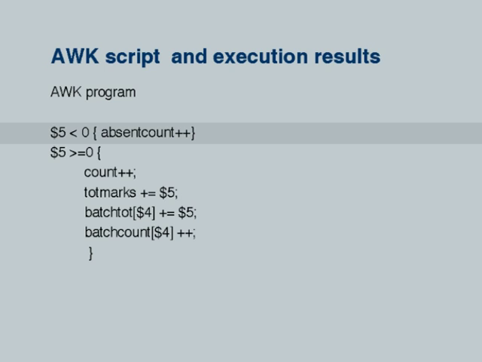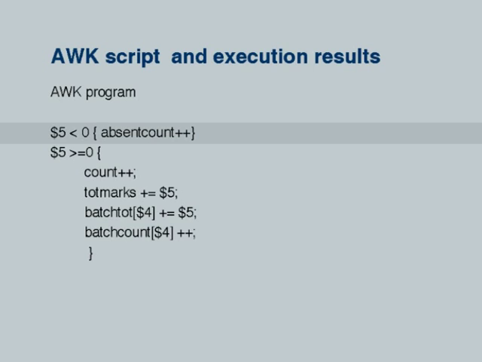Please note that this program is going to be repeatedly applied for every record that is read. So, the iteration is also automatically set up. Iteration is implied in awk, because its objective in life is to read record by record till the file ends. So, for every record, it will check. If the marks are negative, it will add to absent_count. If the marks are positive, then what have I to do? First of all, I have to count the number, because I have to find the average. So, count++. This count will represent the total number of present students.